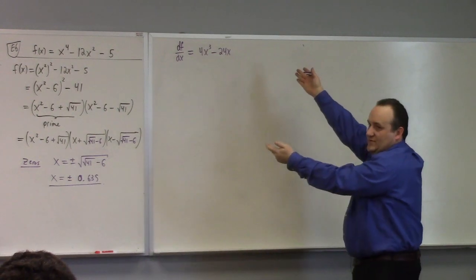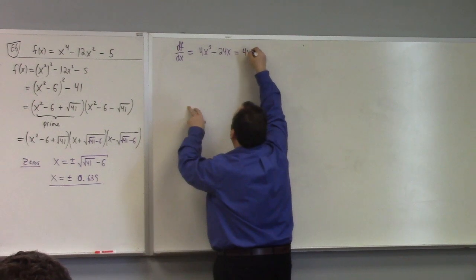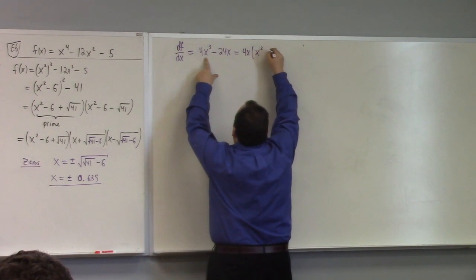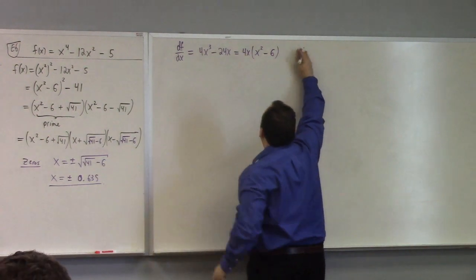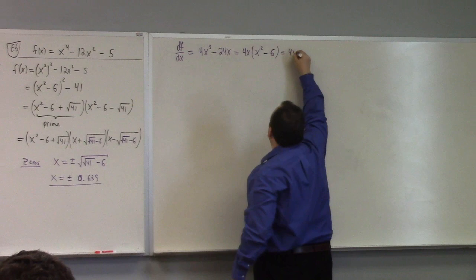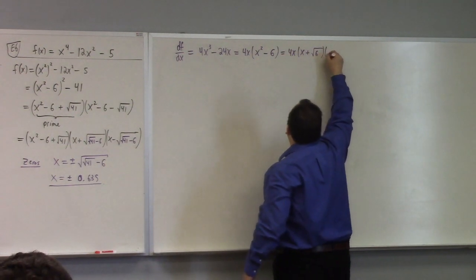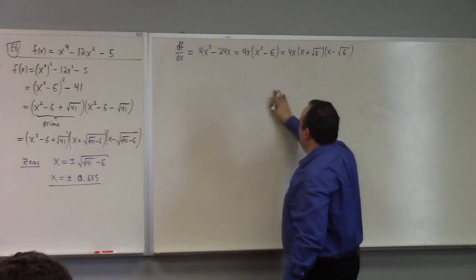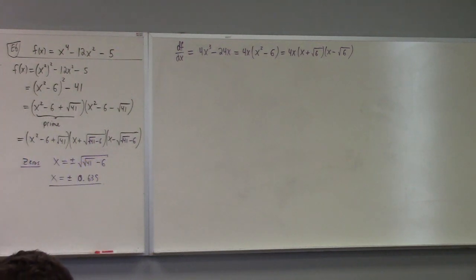This is so much easier, right? Factor out 4x. And then what you got? You got yourself x squared minus 6. Oh, this is so much nicer. Look, so 4x times x plus root 6 times x minus root 6. But make no mistake here, you must know how to factor. If you can't factor, then you're in trouble here.